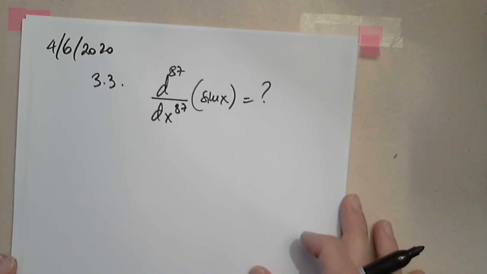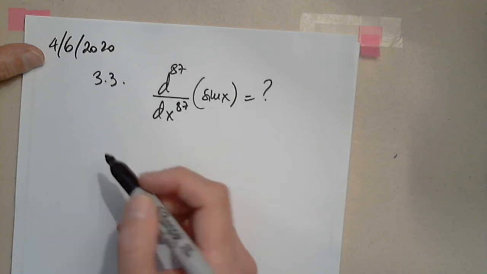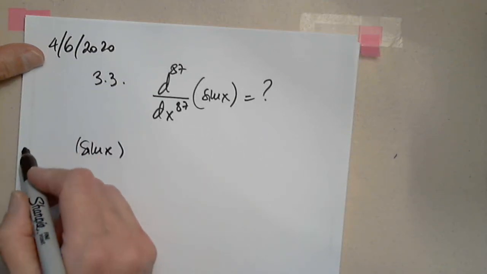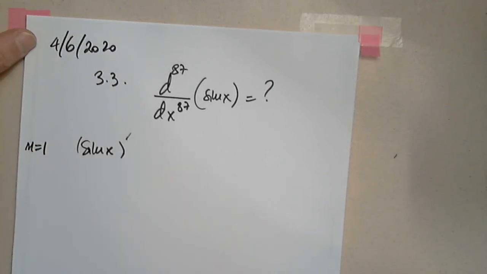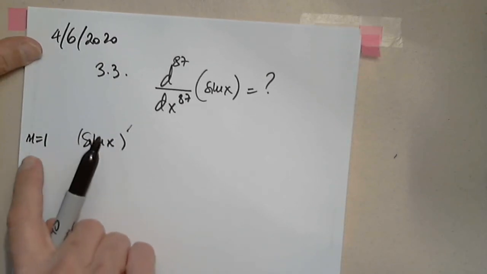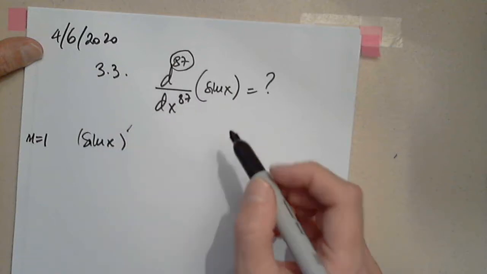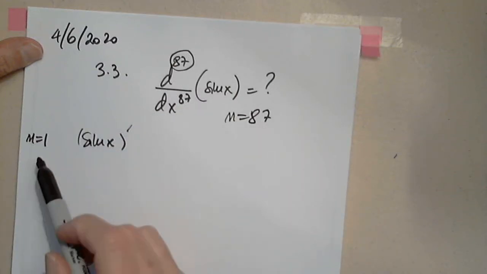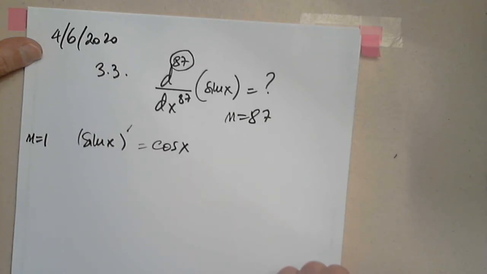A few derivatives to see the pattern. So let's start with the function sine x, and I'm going to say n equals 1 because we differentiate the first time. Differentiating the first time, because we're going to get to n equals 87 eventually. So for n equals 1, sine prime is cosine x. Would you agree with that?